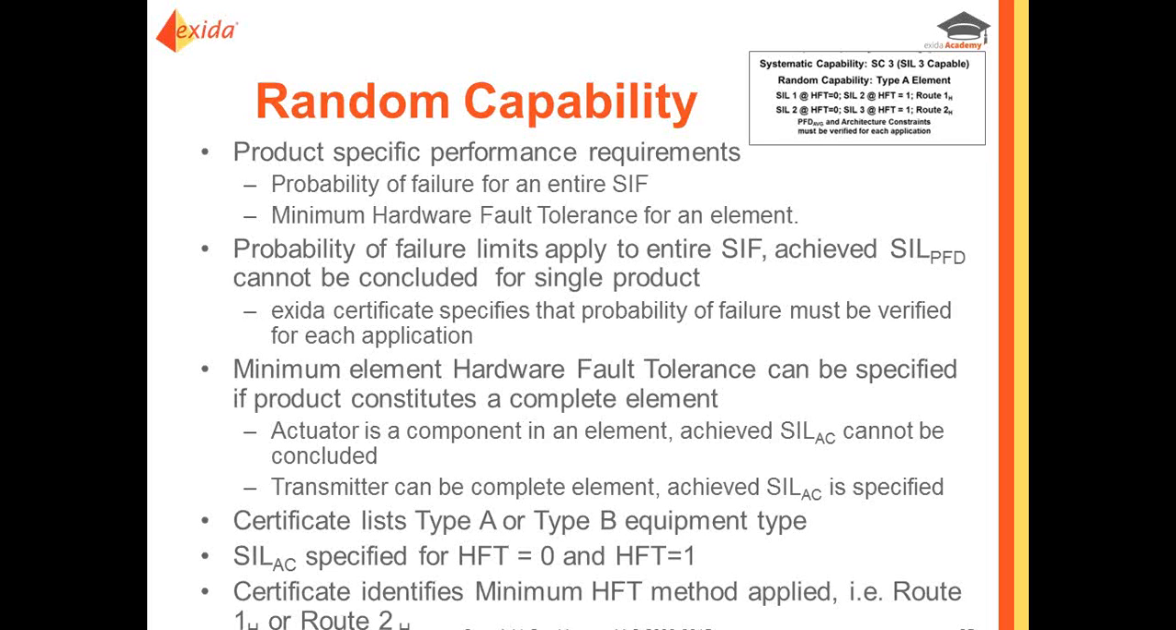This also lists the architectural constraints, and they're specified. You can see in the box it says SIL 1 hardware fault tolerance is 0, SIL 2 hardware fault tolerance 1. That talks about if redundancy is needed or not, and that's per Route 1H, which is defined in IEC 61508. Or this product could meet SIL 2 at hardware fault tolerance 0, or SIL 3 at hardware fault tolerance 1 per Route 2H, depending on what way the product was analyzed.